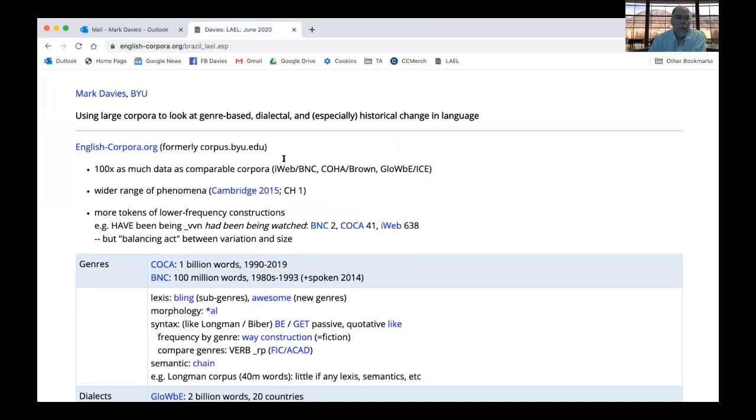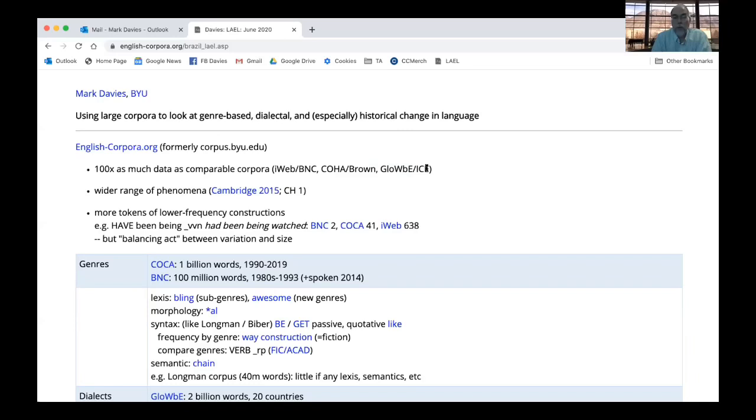Size is not everything when it comes to corpora, not at all. There's many features that make a corpus useful or not, but certainly with really large corpora, it allows us to look at a wide range of phenomena that we can't with corpora that are a lot smaller. So, for example, COHA at 400 million words is about 100 times as big as the Brown family of corpora. GloWbE at 2 billion words is about 100 times as big as the International Corpus of English.